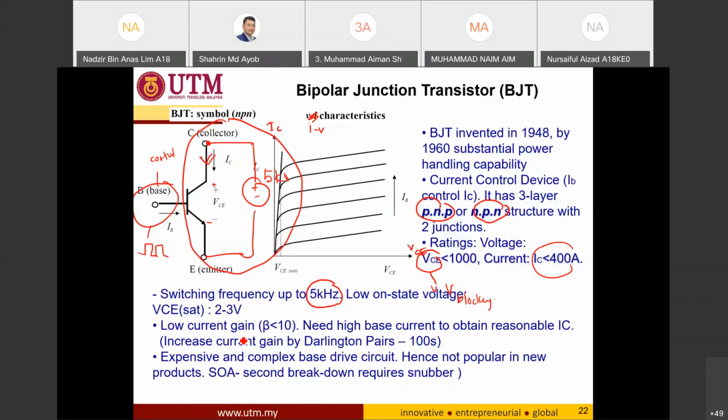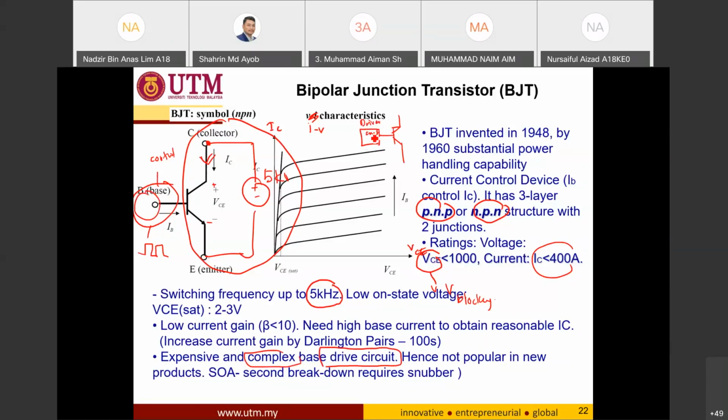One very important information about this BJT is that the drive circuit is very complex. So what is the drive circuit? The drive circuit here is this circuit. So this is your BJT, and this is what you call the driver circuit.